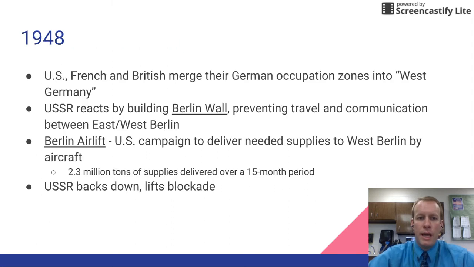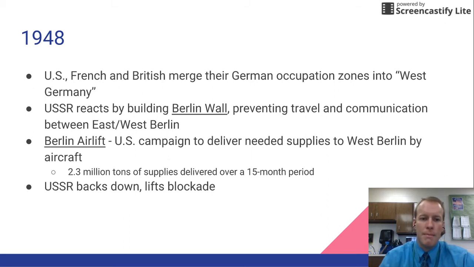Now, in 1948, the U.S., French, and British decided to merge each of their occupation zones in Germany and created a country known as West Germany. In response to this, the USSR built the Berlin Wall, preventing travel and communication between East and West Berlin.